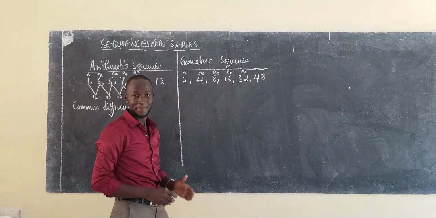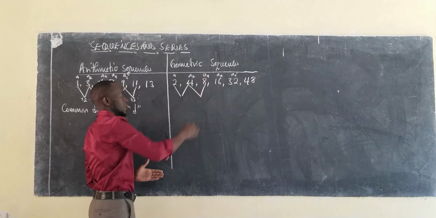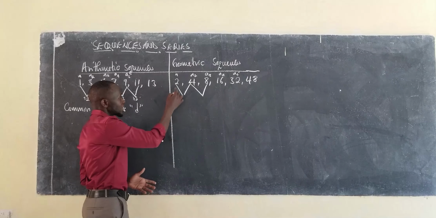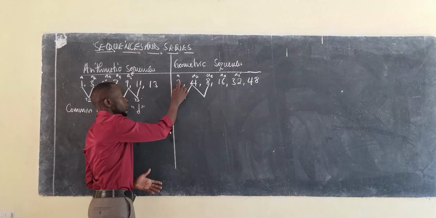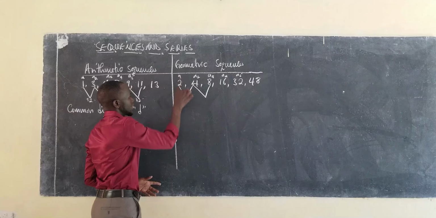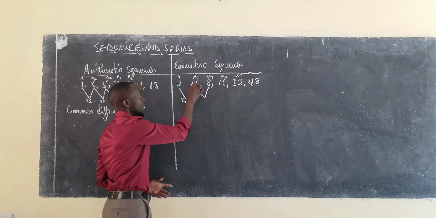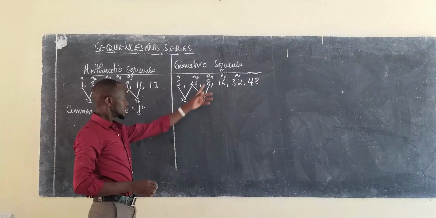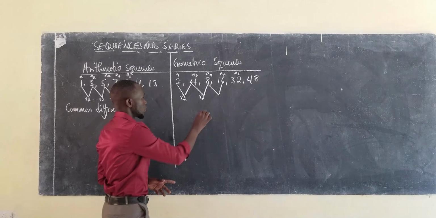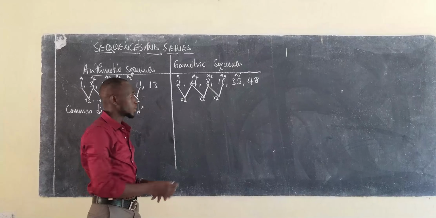Now look at this. Look at the first term, the second term, the third term, the fourth term, and all the terms. To get the second term, ask yourself, what is multiplied on a 2 to get a 4? You find out that here I multiply the first term by 2 to get the second term. To get the third term, you multiply the second term by 2. To get the fourth term, you multiply the third term by 2, and so on.